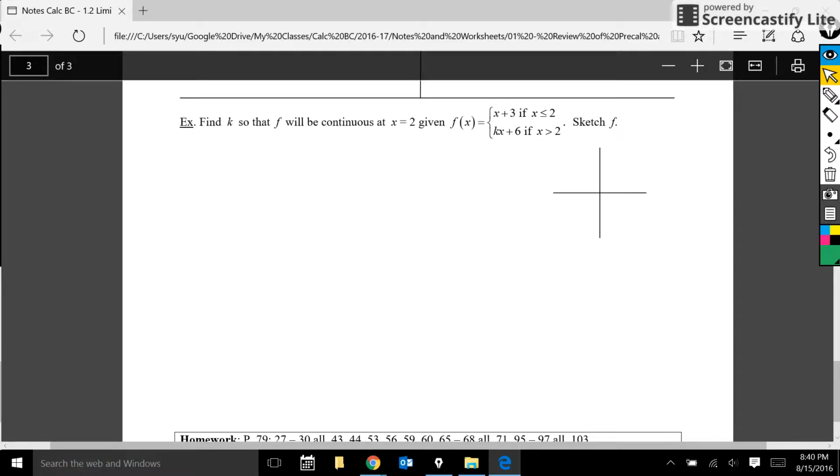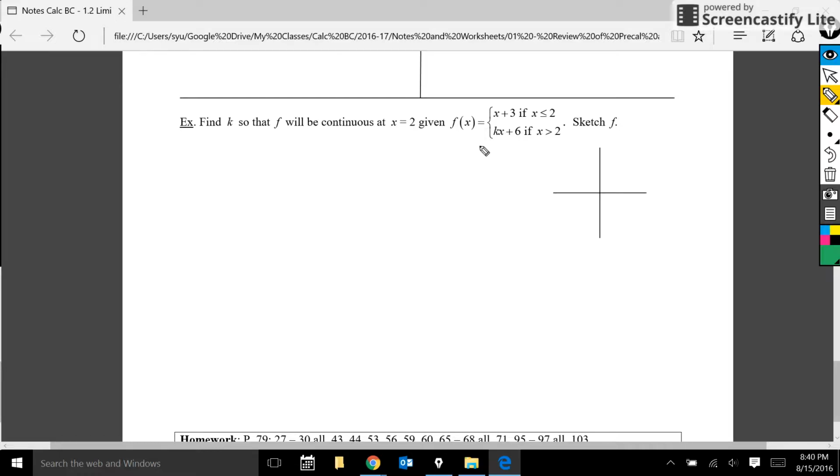All right, and last example, we're given a piecewise function and we are trying to force it to be continuous against its will. So we have to find a k value that will make this continuous. Now, I can use the idea of limits. So I know that for a limit to exist, which is one of my conditions of continuity, the limit from the left has to equal the limit from the right. Okay, I know that about limits.